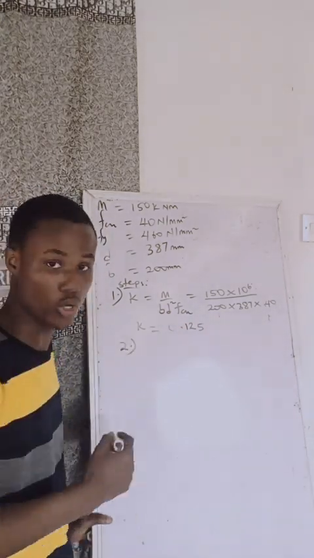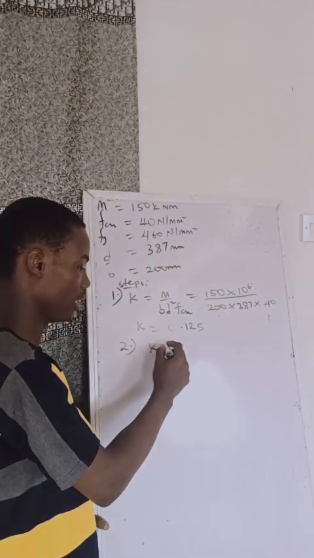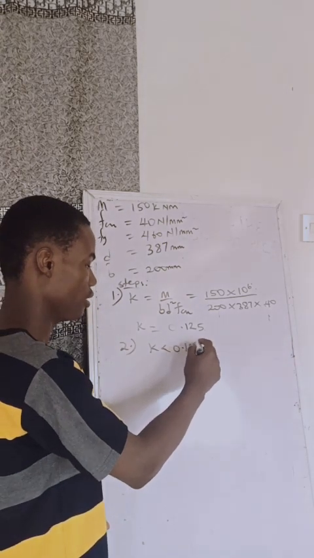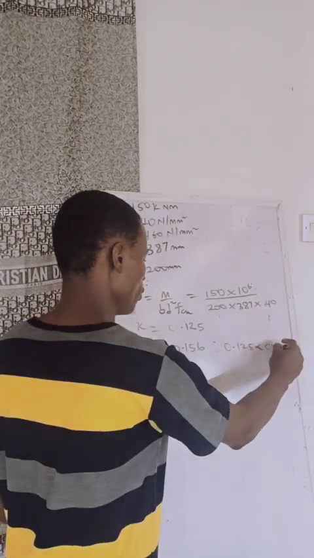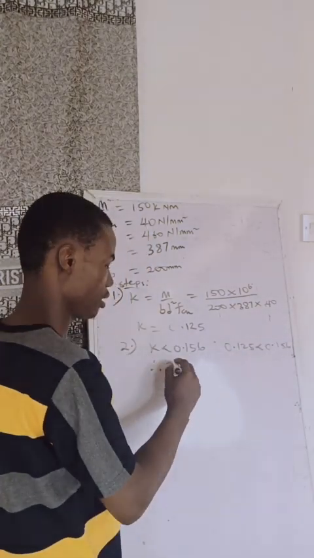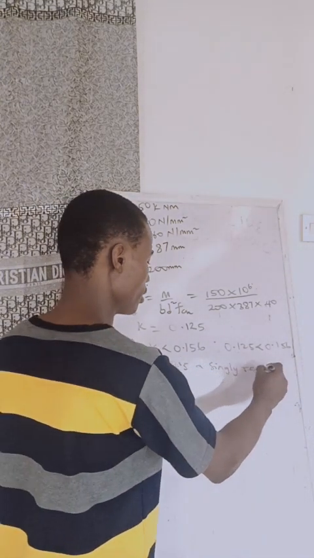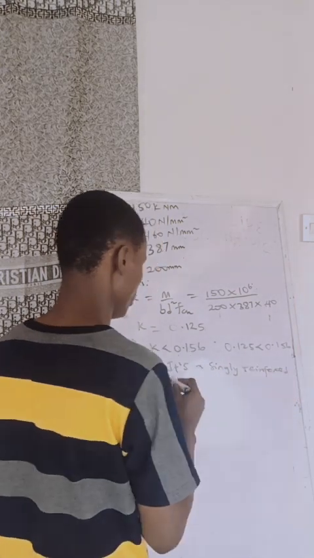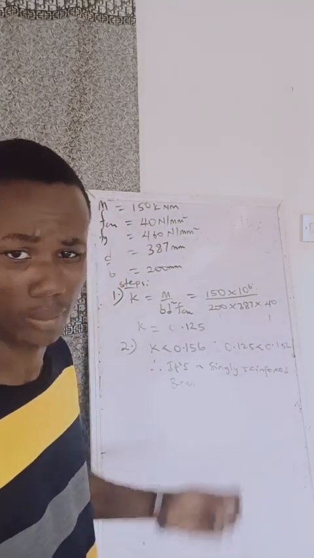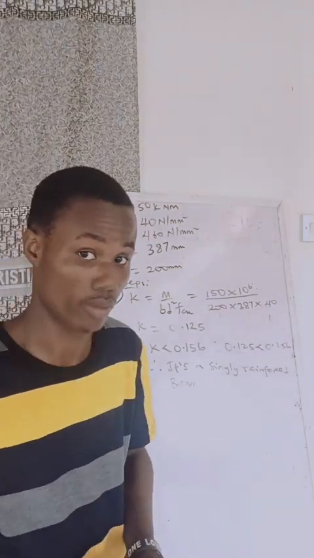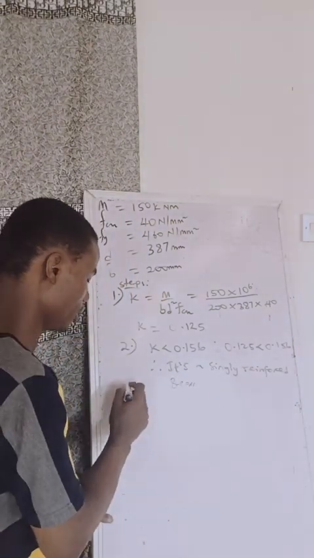So our step 2 is to do what? To confirm if K is less or greater than 0.156. So our K is less than 0.156. That is, 0.125 is less than 0.156. Therefore, it's a singly reinforced beam. Most of the questions that are set in the exam should be singly reinforced beams, not doubly. Check that. But I'm going to teach you the two.